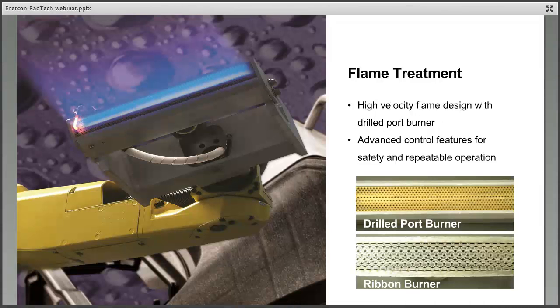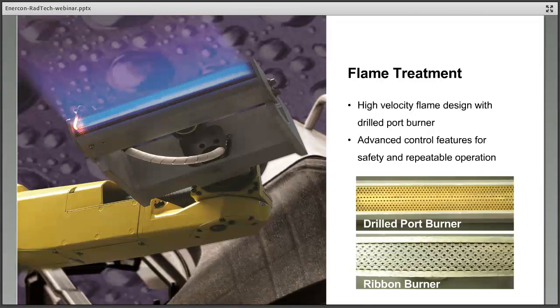And just to go into that in a little bit more detail, you'll see this now on a 6-axis robot. And I would like to point out, if any of you have worked with flame treating equipment in the past, some of the benefits of using something that is designed for surface treatment, maybe not an off-the-shelf type of system. We use what we call a drilled port burner. And a drilled port burner creates what we call the high-velocity flame discharge.